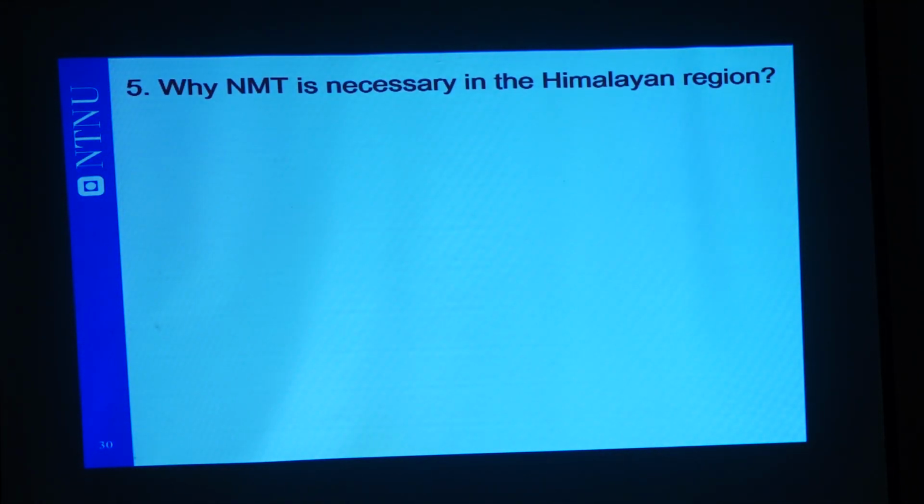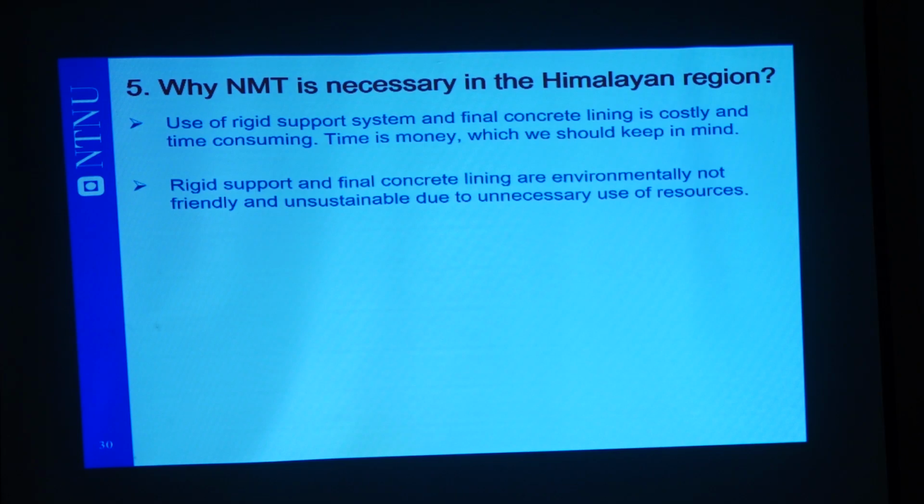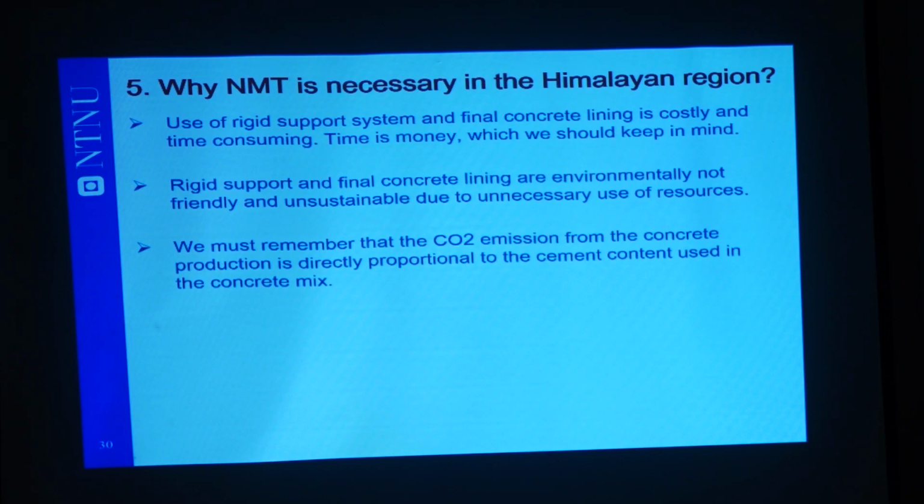Why MT is necessary in our life? Use of rigid support system and final concrete lining is possible. And time. And rigid support and final concrete lining are inherently unfriendly. And we must remember that CO2 emission from the concrete production is directly proportional to the cement content used in the concrete.